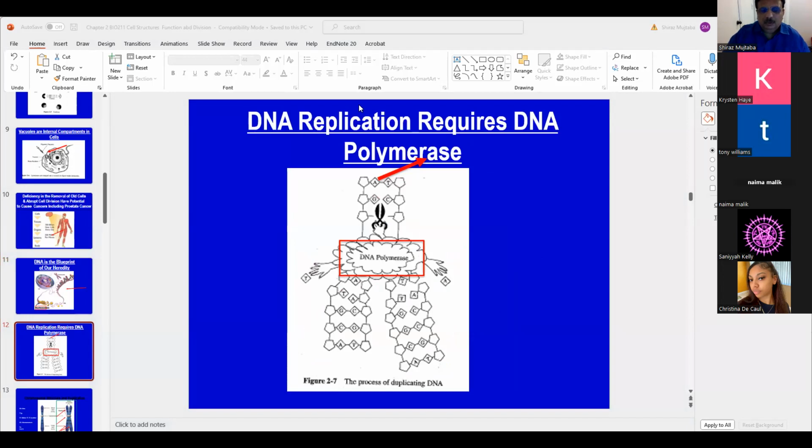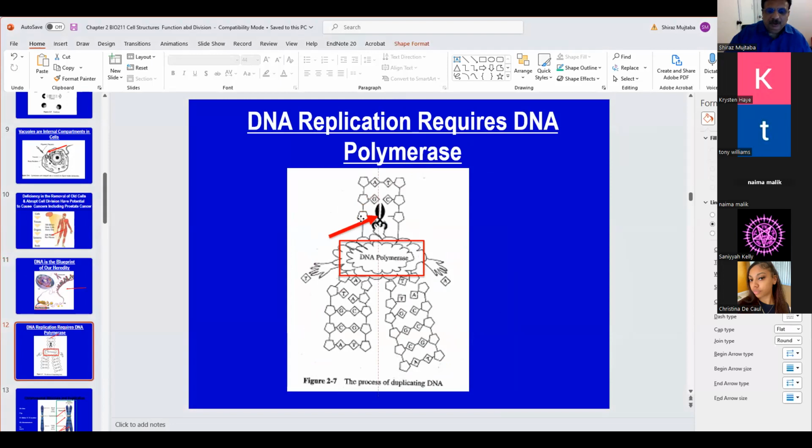So this is the process of DNA replication that is carried out by DNA polymerase. There is a parent strand that separates, and each strand serves as a template for the synthesis of the daughter strand. And what is the rule for the synthesis? The rule is complementarity: A pairs with T, and G pairs with C, or C pairs with G.